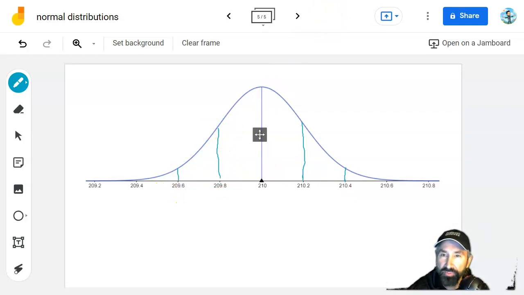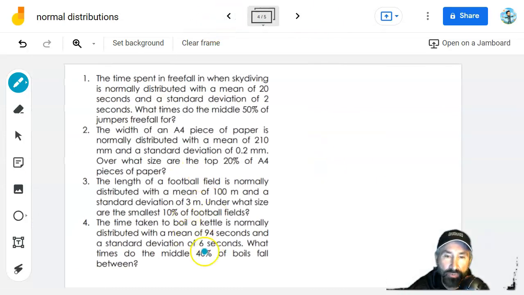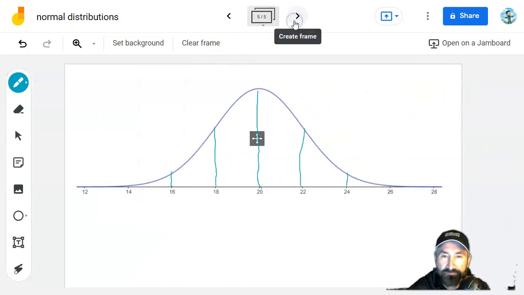What else? We've got the problem that we've got to look at. We want the middle 50%. You know what? I got to make sure the numbers are right here. Okay, so the problem we're working on is skydiving with a mean free fall of 20 seconds and standard deviation of 2 seconds. That seems a little strange to me, but again, we'll just go with it. Anyways, what times do the middle 50% of jumpers free fall for? Well, let's take a look.